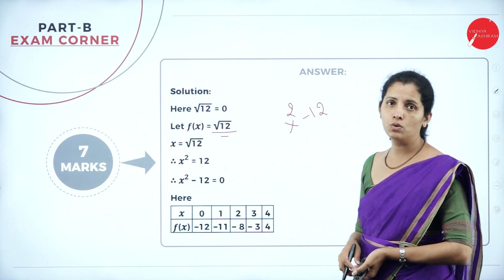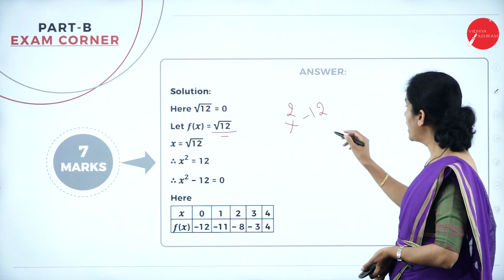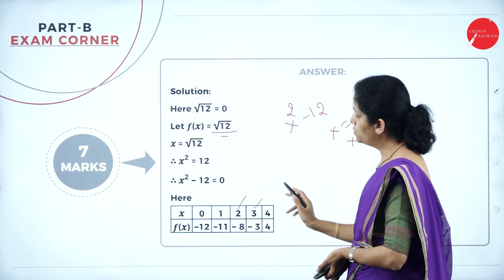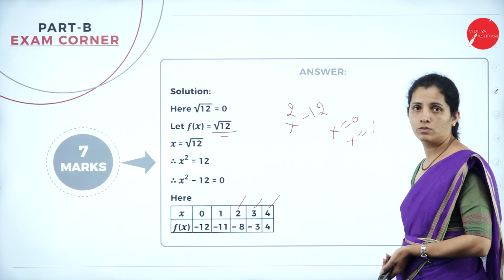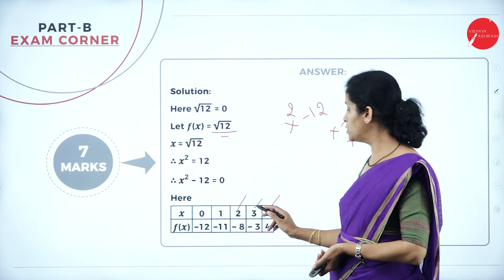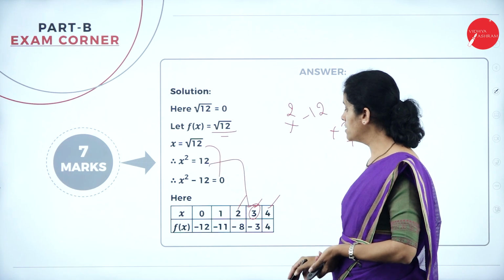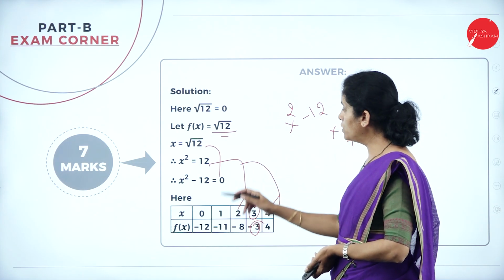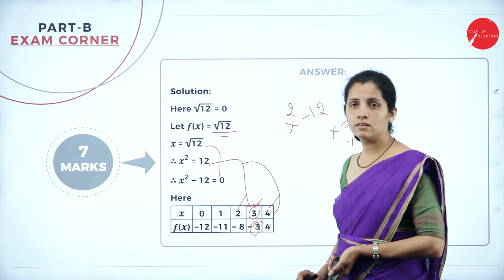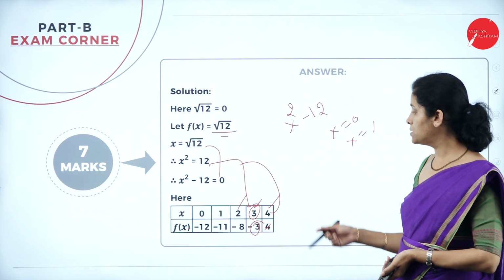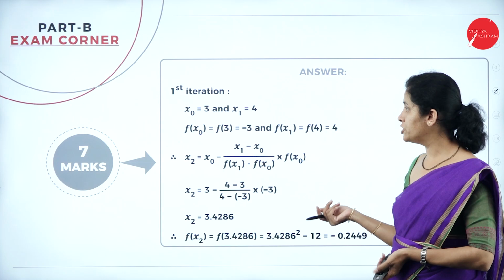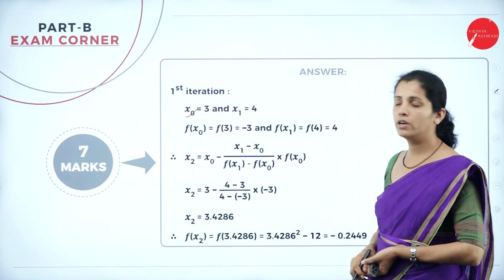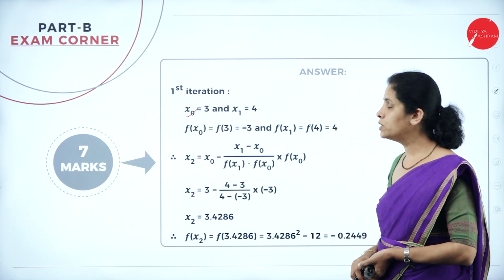For that, I will start substituting the value x equal to 0, x equal to 1, x equal to 2, x equal to 3 and x equal to 4. So, dear student, when I substitute x equal to 3 in this equation, I am getting minus 3, and if I substitute x equal to 4, I am getting the answer 4. So one is a negative sign and one is a positive sign, so I am going to stop the iteration. I got x0 equal to 3 and x1 equal to 4.